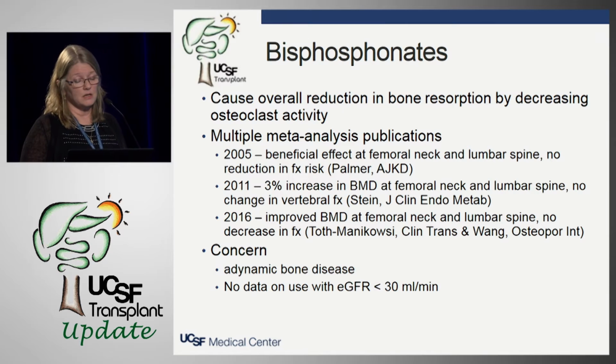2016, another study looked at improved bone mineral density at the femoral neck and lumbar spine, but again, no decrease in fracture. And I think the bottom line is we can look at bone mineral density, but what we're seeing on DEXA scan does not correlate with the type of bone disease that we see in transplant recipients. So the concern with bisphosphonates is adynamic bone disease, and there again is no data for GFRs less than 30.